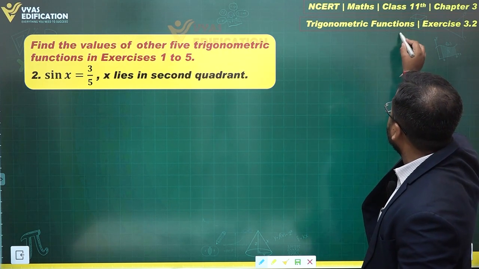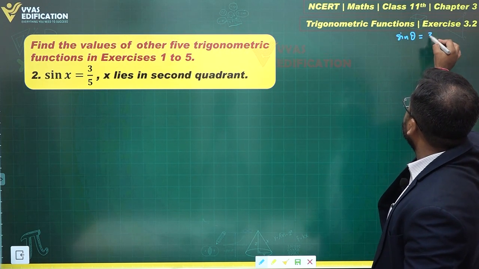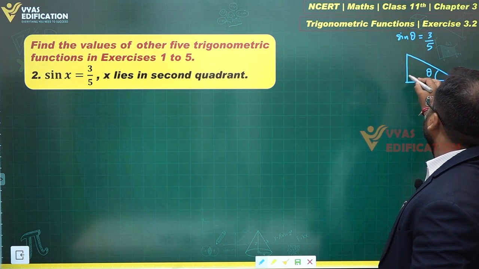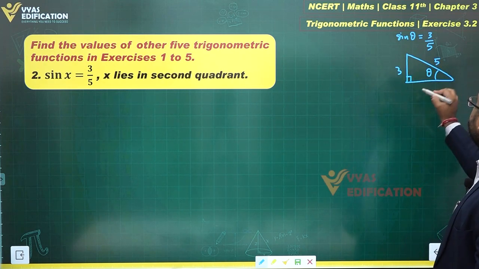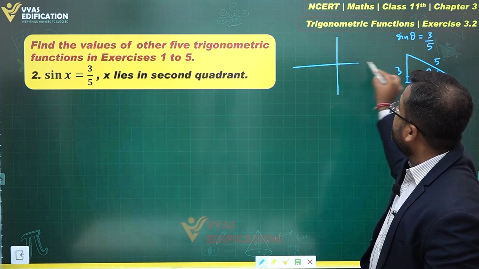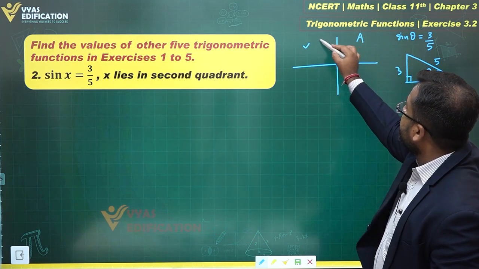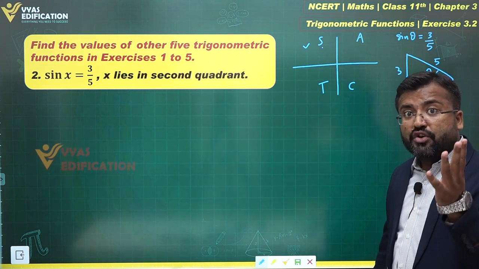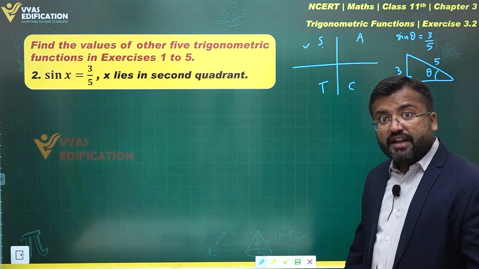Sin x equals 3 by 5. Let's say sin theta equals 3 by 5. The triangle that you'll get is this triangle, 3 by 5, and this base would be actually 4. And since theta lies in this quadrant, all sine, tan, cos. So sine and cosec would be positive. Other 4 would be negative.